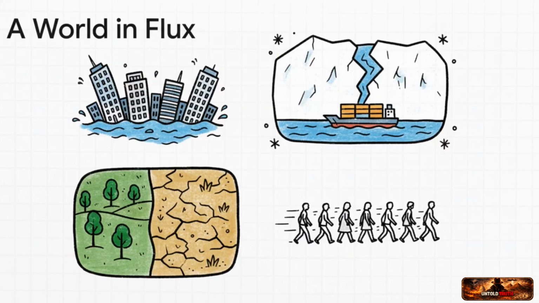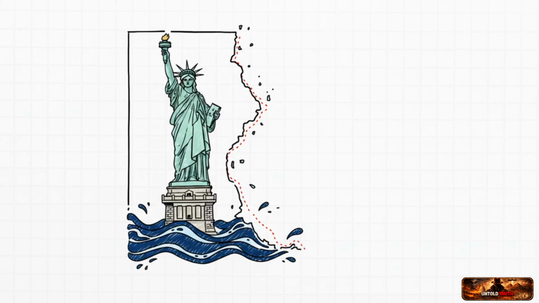Just think about it for a second. Entire cities, like Jakarta, are literally sinking and being abandoned. The ice melting in the Arctic is opening up brand new shipping lanes, kicking off a new geopolitical scramble for resources up north. Deserts are expanding, swallowing up farmland, and forcing millions of people to migrate. This is a new geographic reality, and it's going to demand a completely new kind of map. From Miami to Mumbai, the very ground beneath our feet is shifting. The lines on the map we thought were permanent are being washed away.